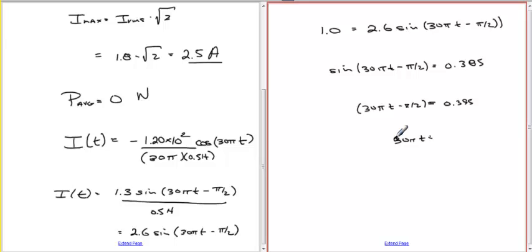So plus pi divided by 2 is equal to 1.966. So t is equal to 1.966 divided by 30 pi, which I get to be 0.021 seconds, or in milliseconds, 21 milliseconds. Okay, let's see if we got the right answer there. 21 milliseconds. So there you go. That's the answer.